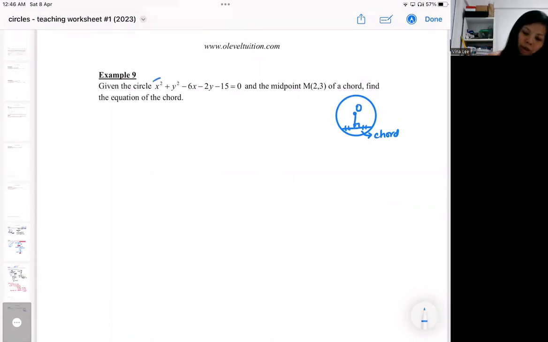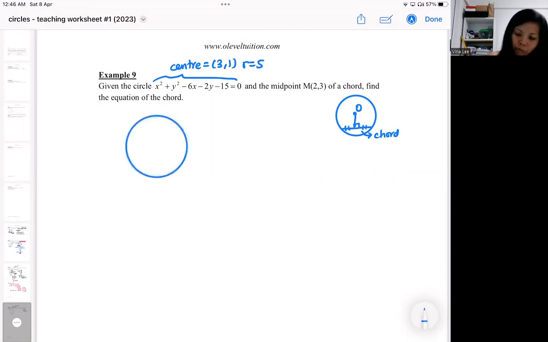Obviously, I need to get the center and radius first. Do your usual steps to get your center. I'm not going to show the steps. I will get my center as this, and my radius is 5. So I'm going to draw to match the property. This one is the chord, and this one is the midpoint. This midpoint is (2, 3), and the center is (3, 1). I'm not drawing to scale, I'm just drawing it to fit the property. Again, this one is M1, and the gradient of the chord will be M2. So M1 times M2 will be equal to minus 1.